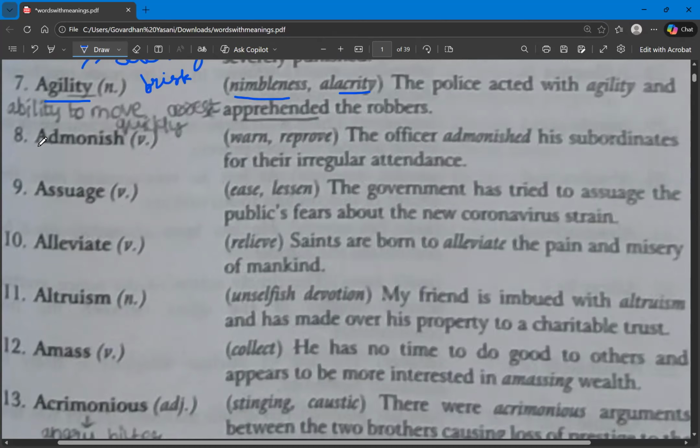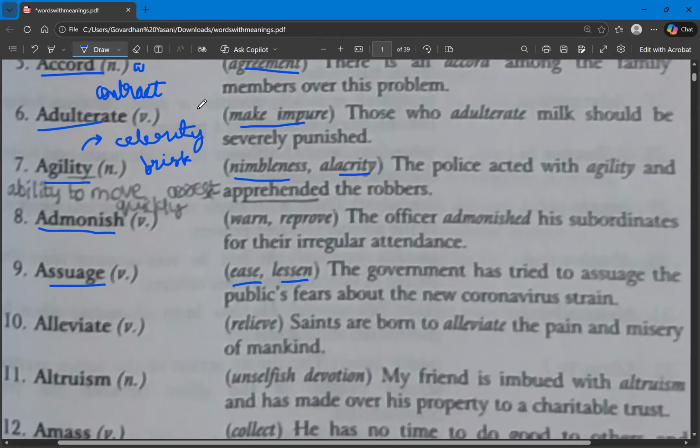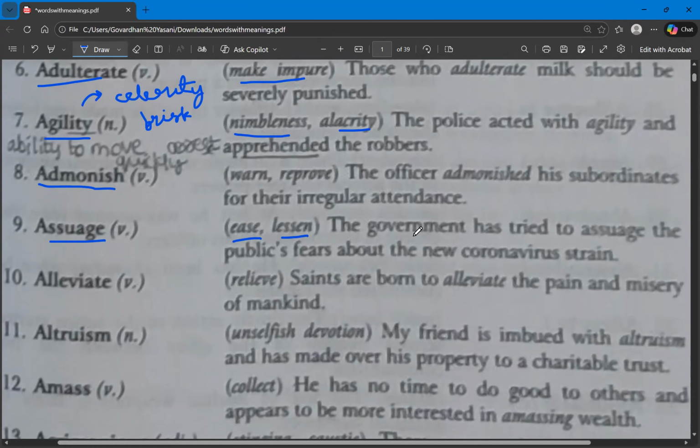The next one is admonish. Admonish means warning, reproving. The officer admonished his subordinates for their irregular attendance. So admonish means warn. The next one, assuage. Assuage means ease or lessen. So what is the meaning of assuage? Ease or lessen. Whereas allay means calming or pacifying. So allay is different from assuage. The government has tried to assuage the public's fears about the new coronavirus strain. So assuage means lessen.